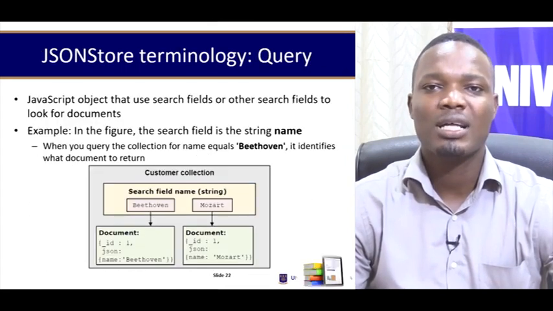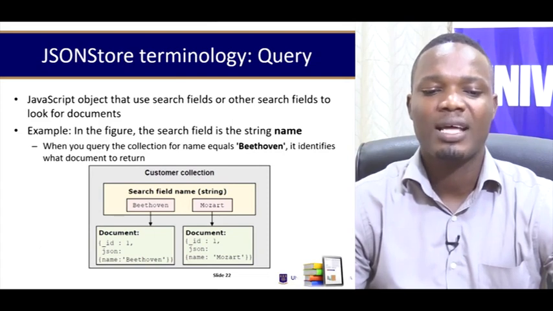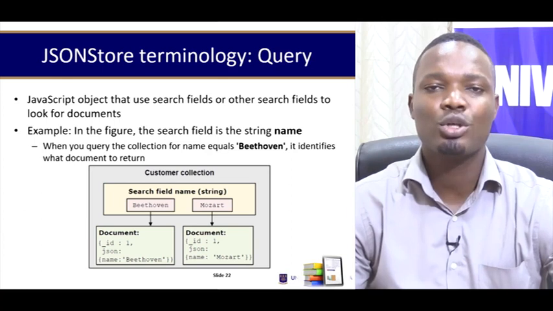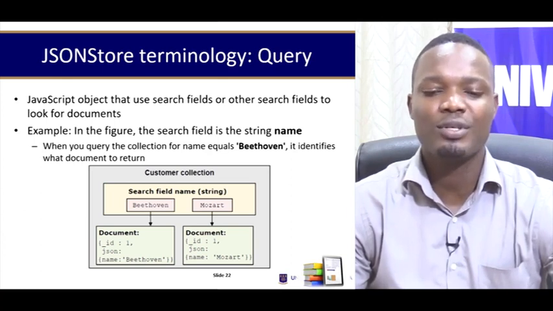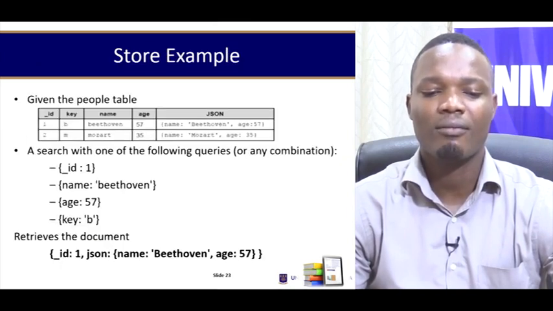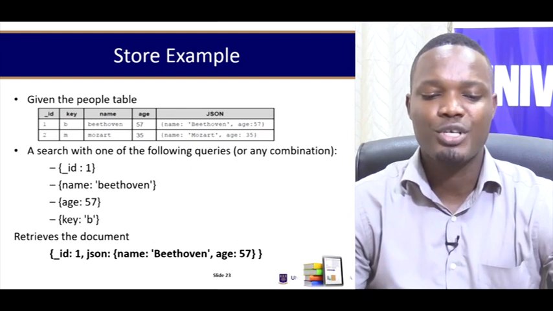There's also what we call the query. Now, it's a JavaScript object that uses search fields or other search fields to look for documents. Now, in the figure displayed, the search field is the string name. Now, when you query the collections for a name, and here for an example, we are using Beethoven, it identifies the document and then it returns that. So we have another example showing how we can use a search to retrieve a document.